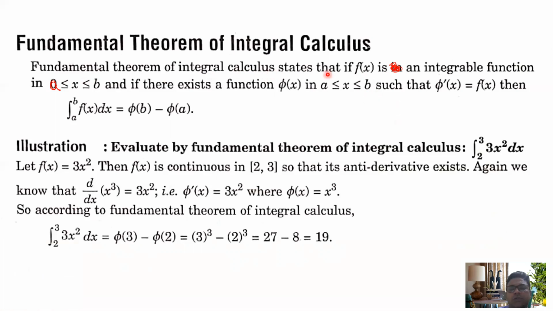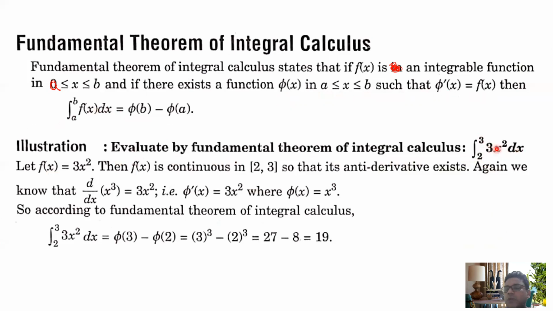The fundamental theorem of integral calculus states that if f(x) is an integrable function in a less than or equal to x less than or equal to b, and if there exists a function phi(x) such that phi dash x is equal to f(x), then the integral from a to b of f(x) dx is equal to phi(b) minus phi(a). Now try to understand with some example. Evaluate by the fundamental theorem of integral calculus the integral from 2 to 3 of 3x square dx.